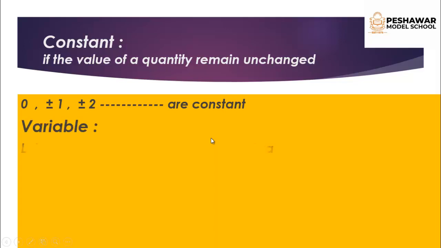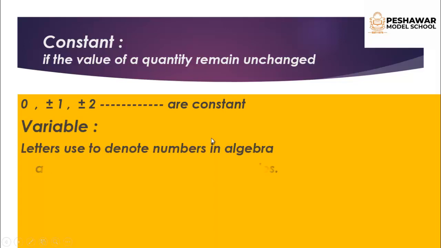First is constant. What is constant? Constant is if the value of a quantity remains unchanged, or we can say that a fixed numerical value is called constant. 0, plus minus 1, plus minus 2, and so on are called constants. All these numerals are called constants.